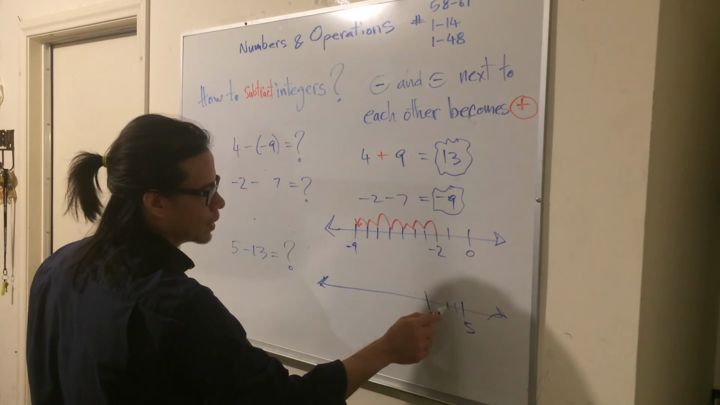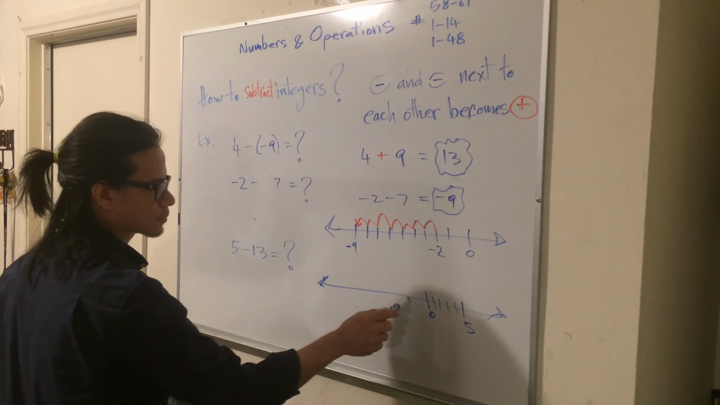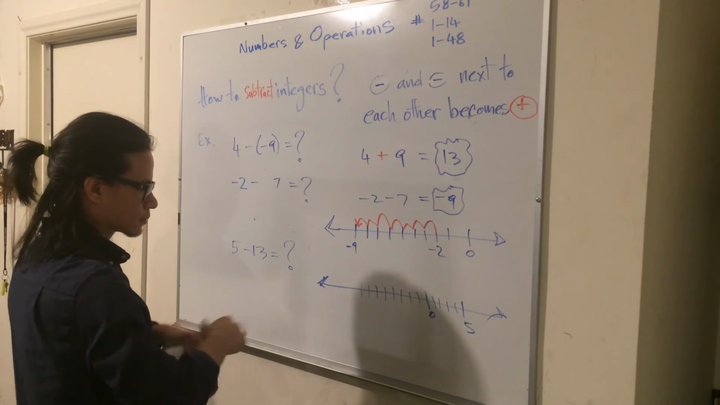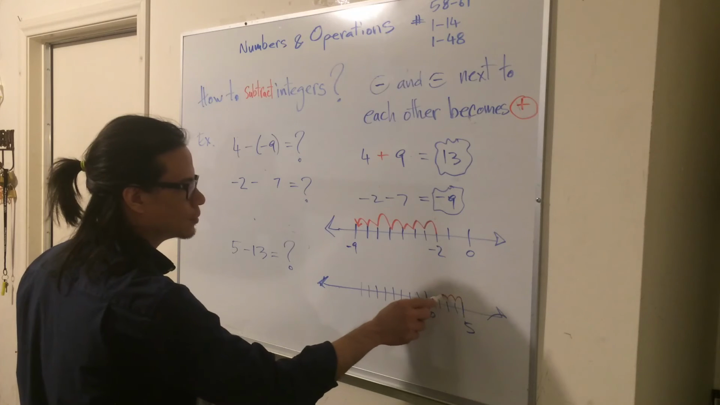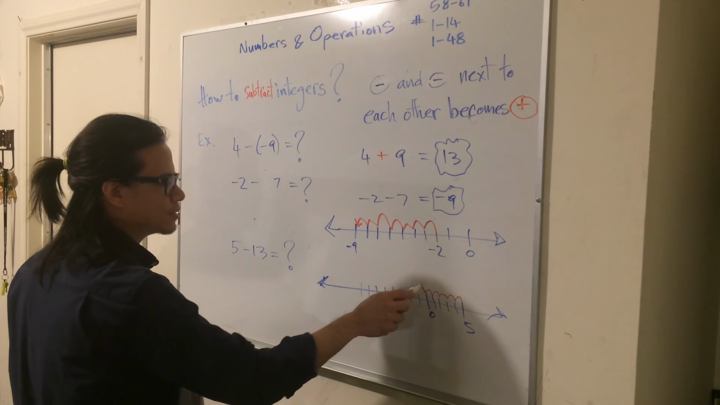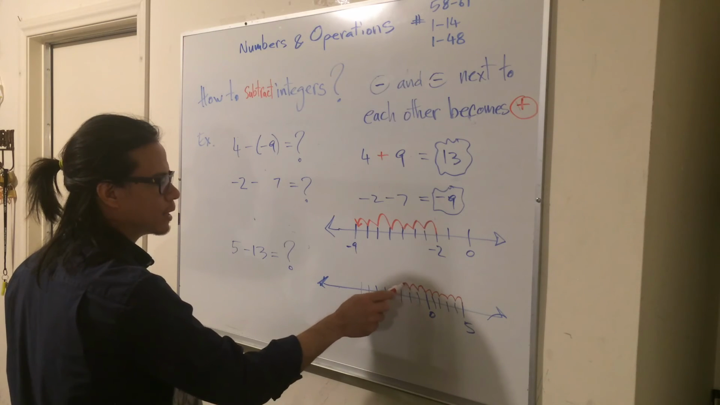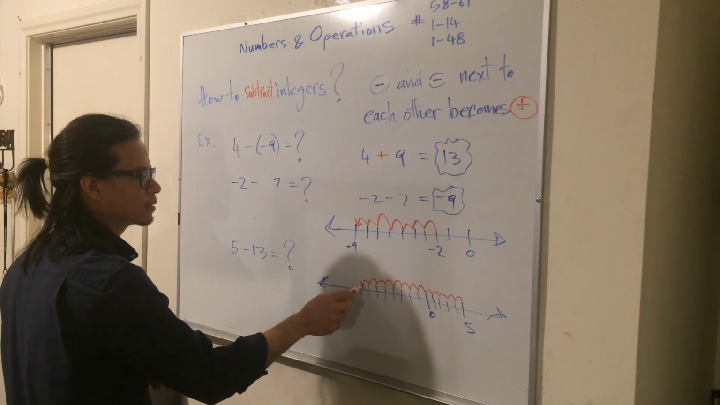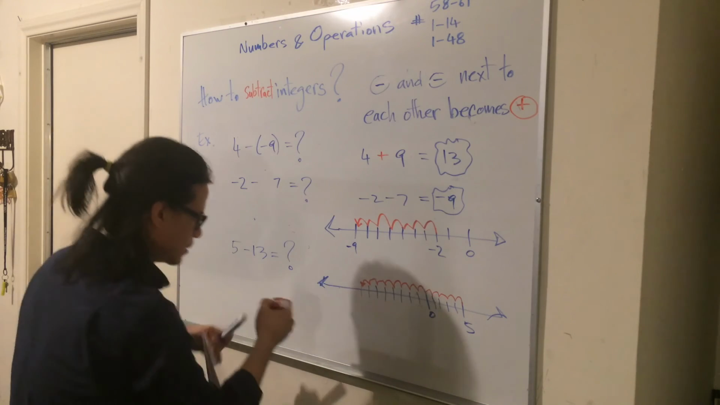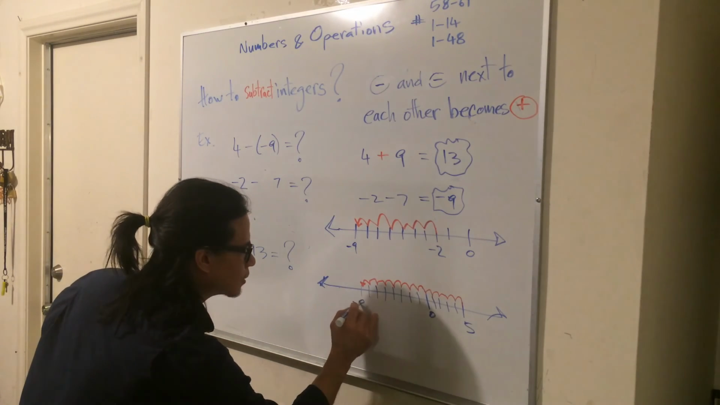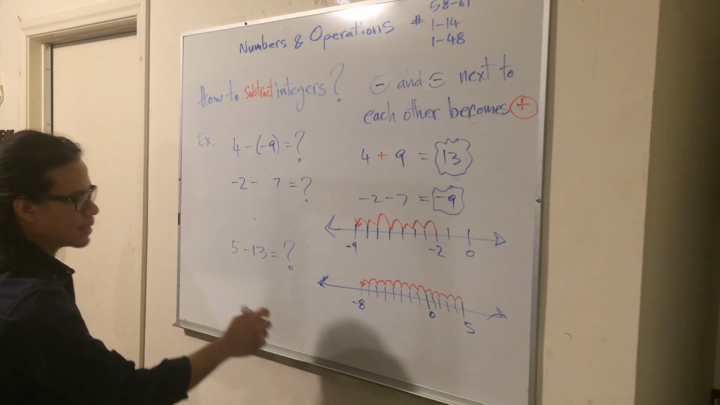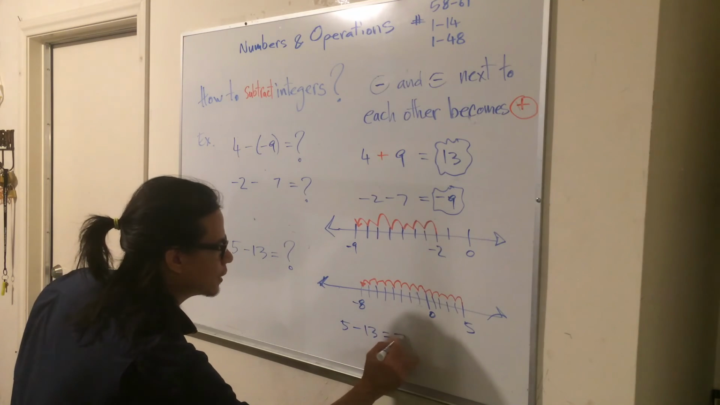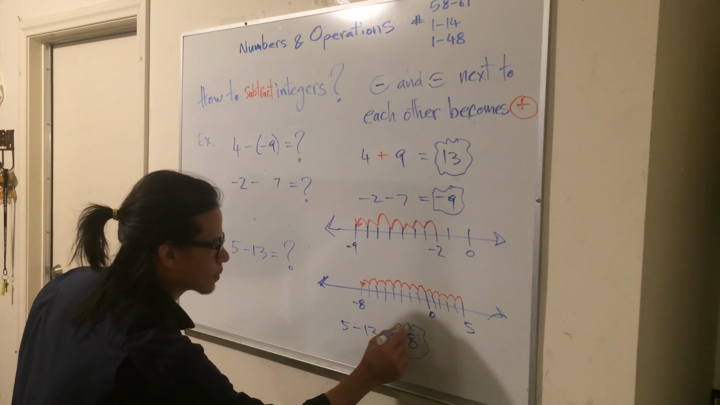So here's 1, 2, 3, 4, 5, 6, 7, 8, 9, 10, 11, 12, 13. Let's count it. 1, 2, 3, 4, 5 takes us to 0. And here's negative 1, negative 2, negative 3, negative 4, negative 5, negative 6, negative 7, negative 8. So here we end up at negative 8. So 5 minus 13 is equal to negative 8. There you go.